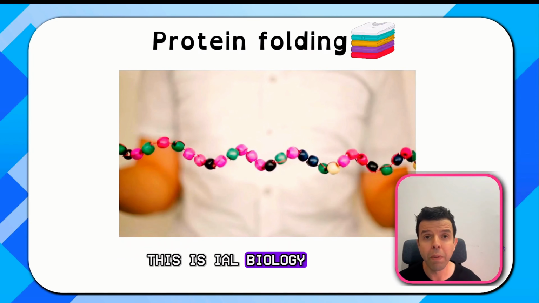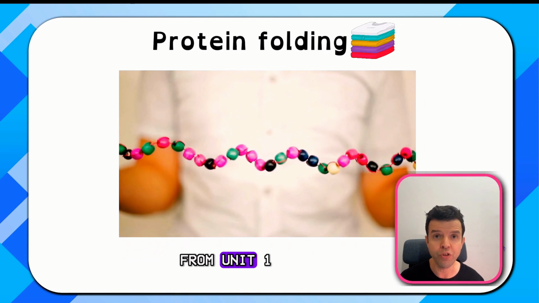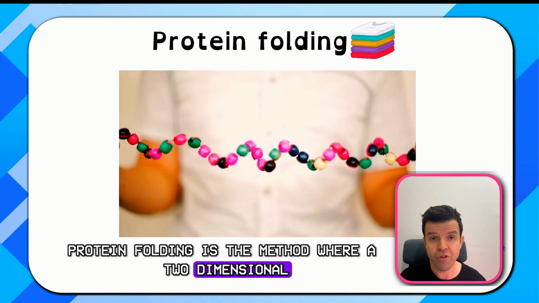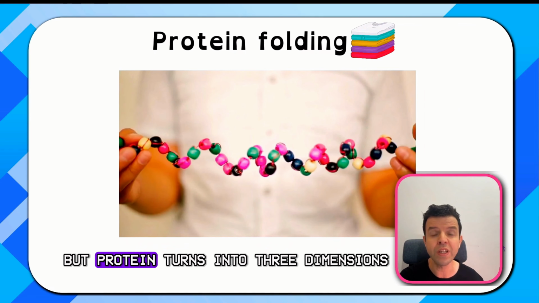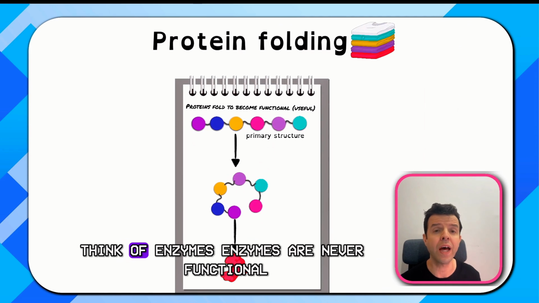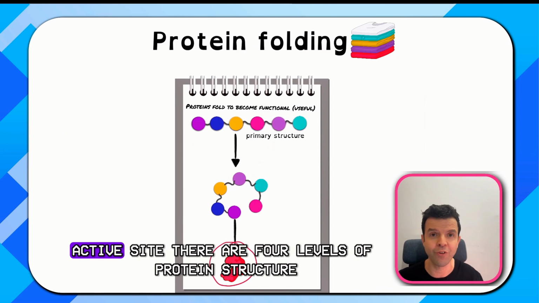This is IAL Biology, and today we're talking about protein folding from Unit 1. Protein folding is the method where a two-dimensional primary structure of a protein turns into three dimensions. Think of enzymes. Enzymes are never functional unless they have a three-dimensional active site.